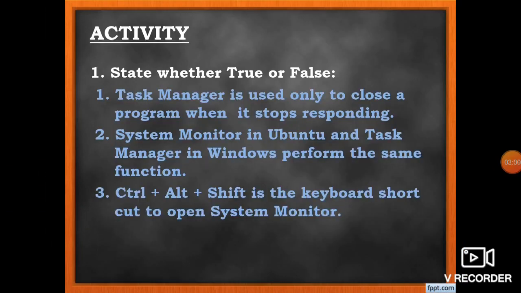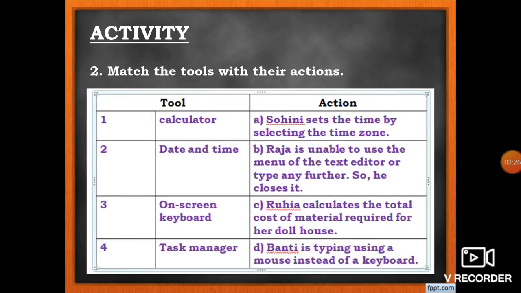Next you have the activity: state whether true or false. One, task manager is used only to close a program when it stops responding. Two, system monitor in Ubuntu and task manager in Windows perform the same function. Third, Control plus Alt plus Shift is the keyboard shortcut to open system monitor. Read the statements properly and then write whether each is true or false.